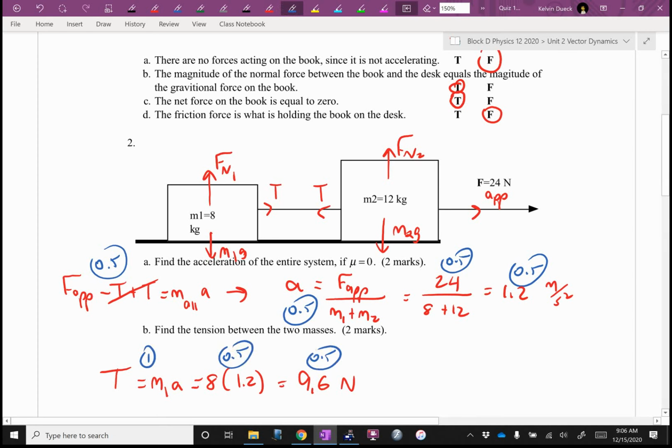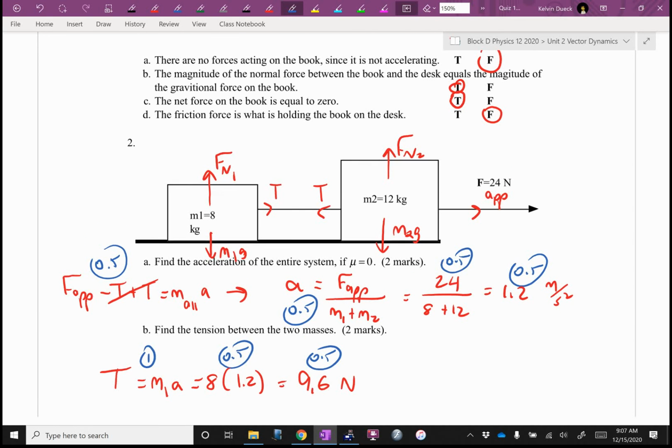Did anybody use mass 2? Nope. You did? Oh, you did? So you would go 24 minus tension equals M2A. You would do the swappy dance. You would go tension equals 24 minus M2A, and you would still get 9.6. Yep.